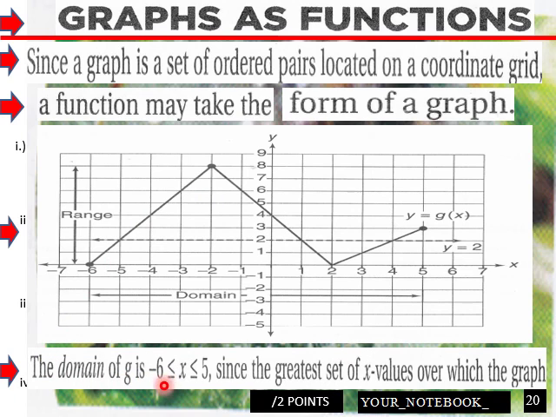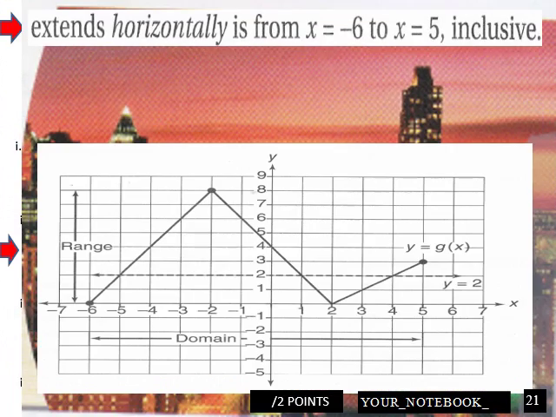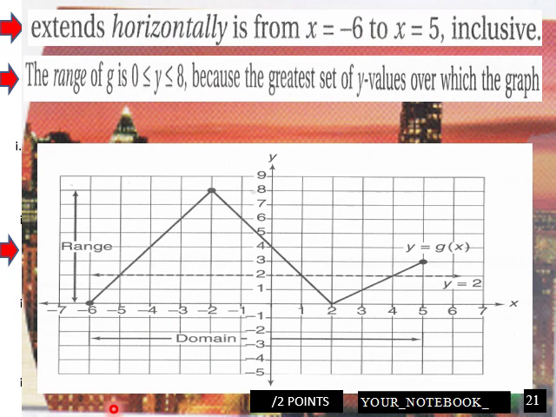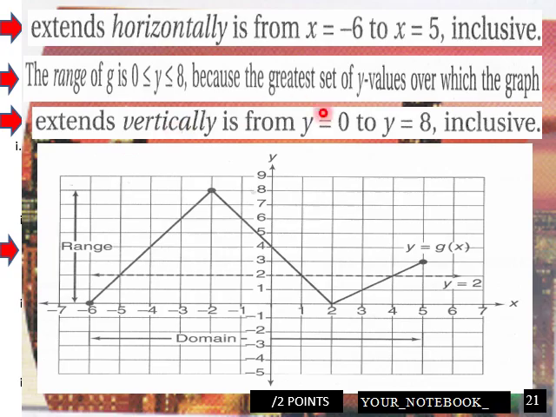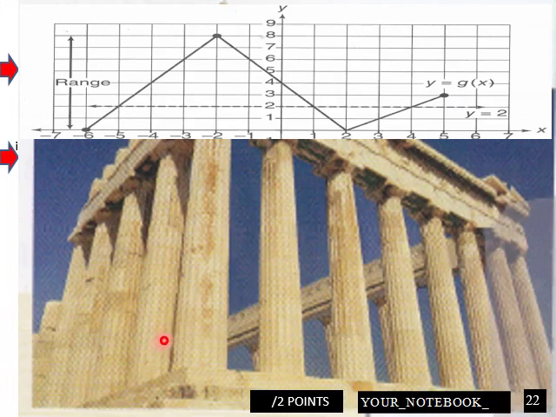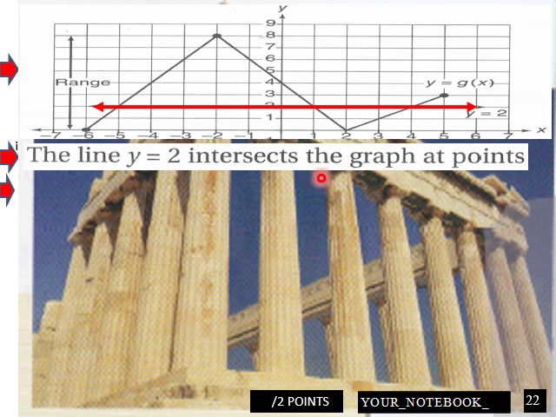The domain of g is negative 6 to positive 5, since the greatest set of x values for which the graph extends horizontally is from negative 6 to 5. The range of g is from 0 to 8. Here's your range; the graph extends vertically from 0 inclusively. The line y equals 2 intersects the graph at 2 points.